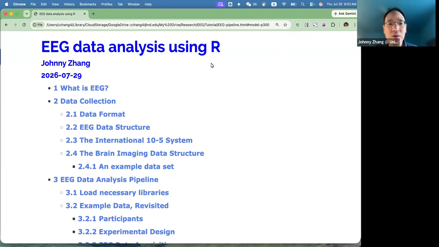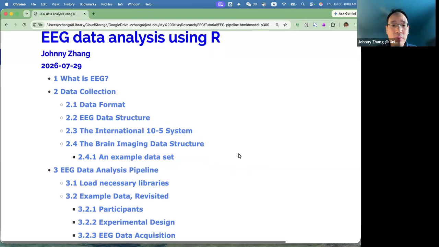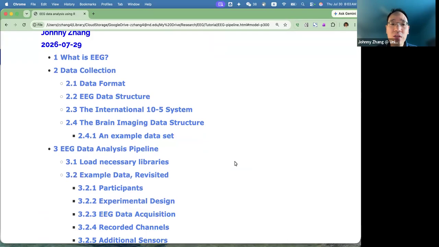Today, I will talk about how to do EEG data analysis using R. I'm going to use this web page as my slides, as I'm going to show you some code during the workshop. This workshop is mainly for people who are already familiar with EEG, but not very familiar with how to do the data analysis using R.